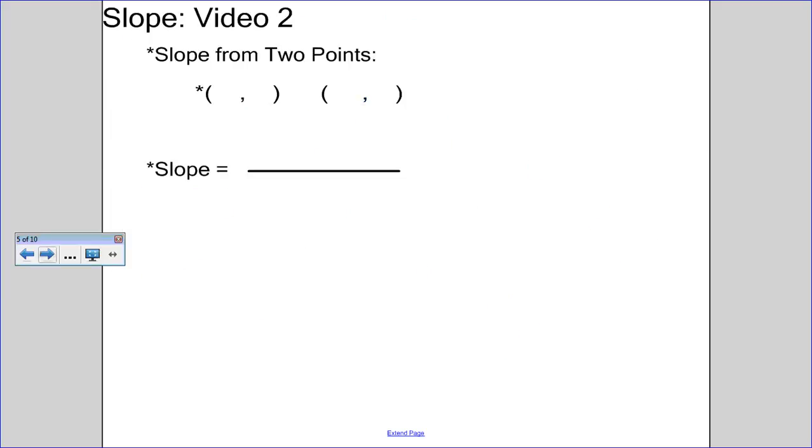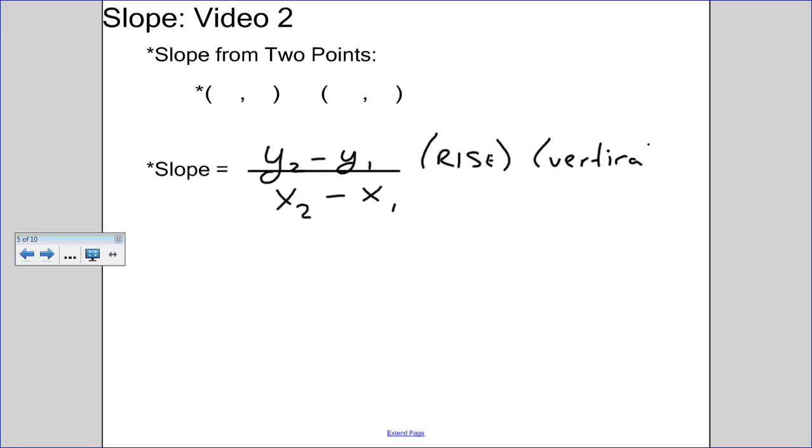There's another way to find slope on a graph. Aside from counting our rise over our run, we can look at slope from 2 points. When we have slope from 2 points, the rule is y2 minus y1 over x2 minus x1. Remember, our y values are our rise or our vertical change. Our x values could also be called our run or our horizontal change.